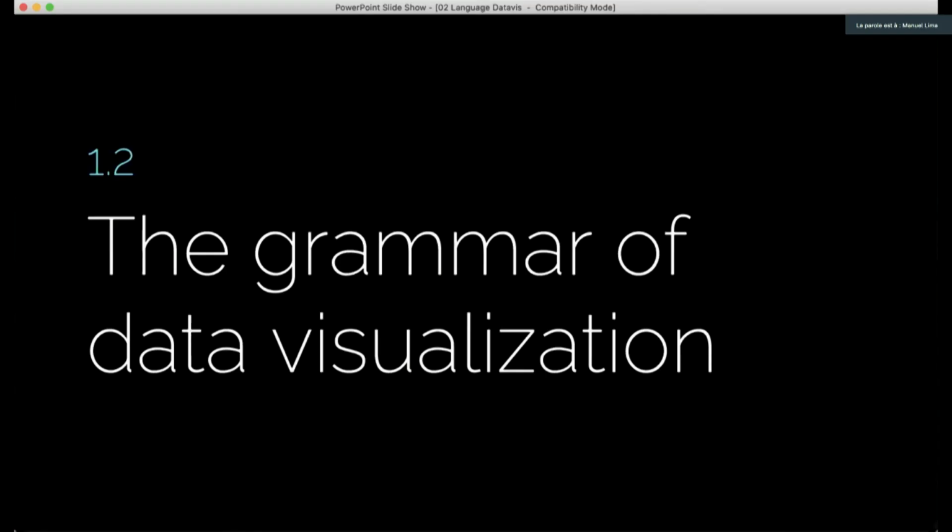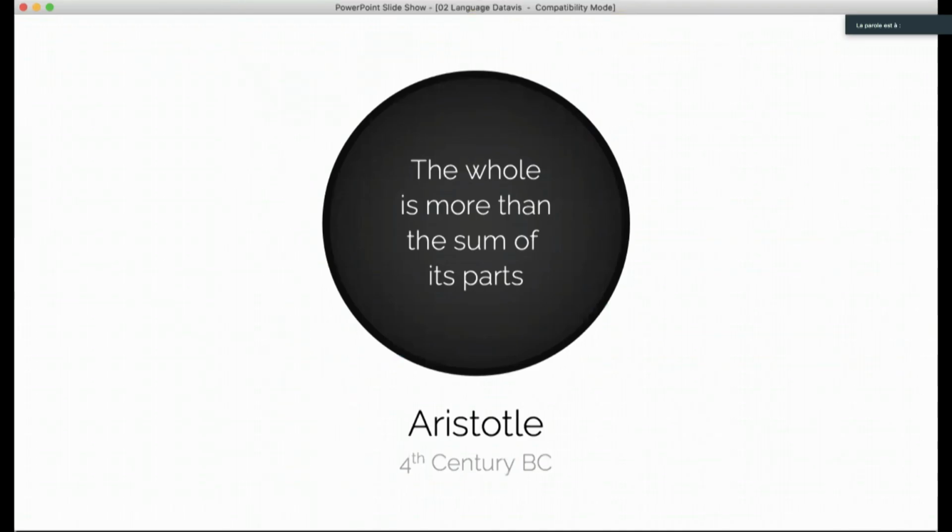So now let's look a little bit at the grammar of this language, the grammar of data visualization. Even though today a lot of us know the sentence, the whole is more than the sum of its parts, it was really back in the 4th century BC, by the work of Aristotle himself, that this sentence really became ingrained in our head, right? And, of course, Aristotle was the first one to mention it.